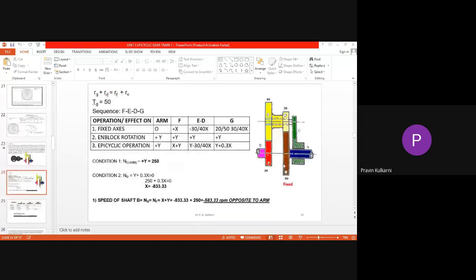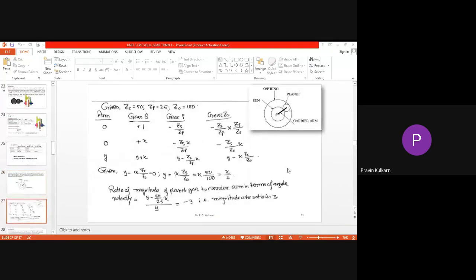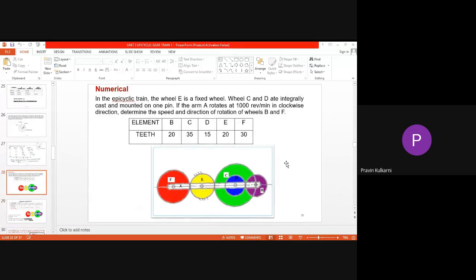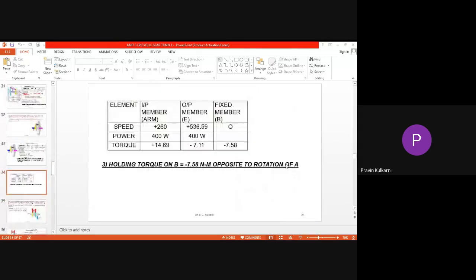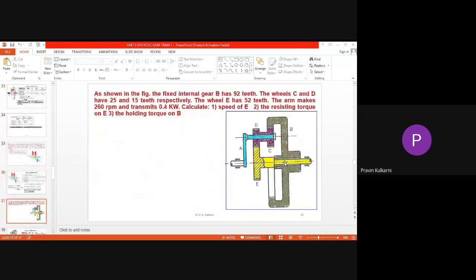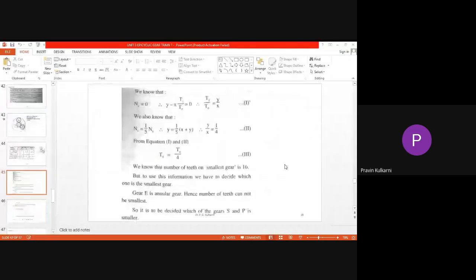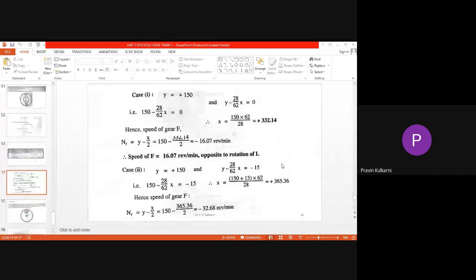So various numericals we have solved. You may refer to the notes. So there is no point in discussing the numericals today, isn't it? These numericals are with you. So let me close this and open the next one. Stop sharing. Close this.